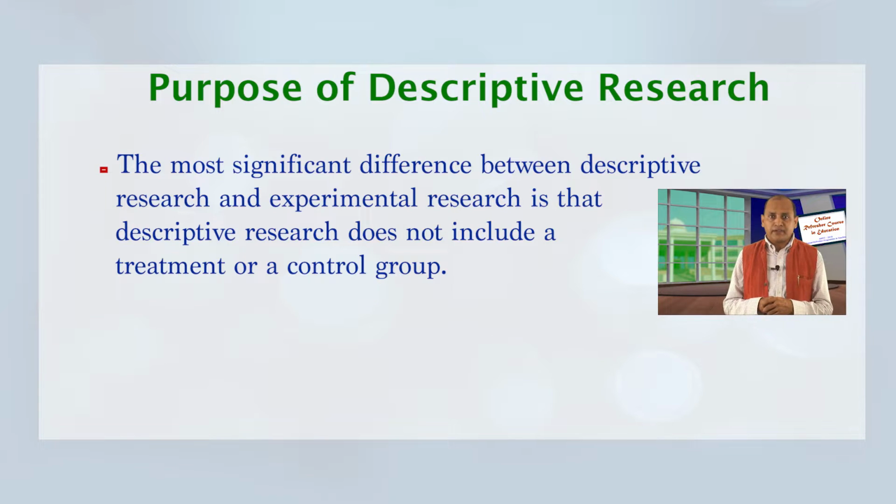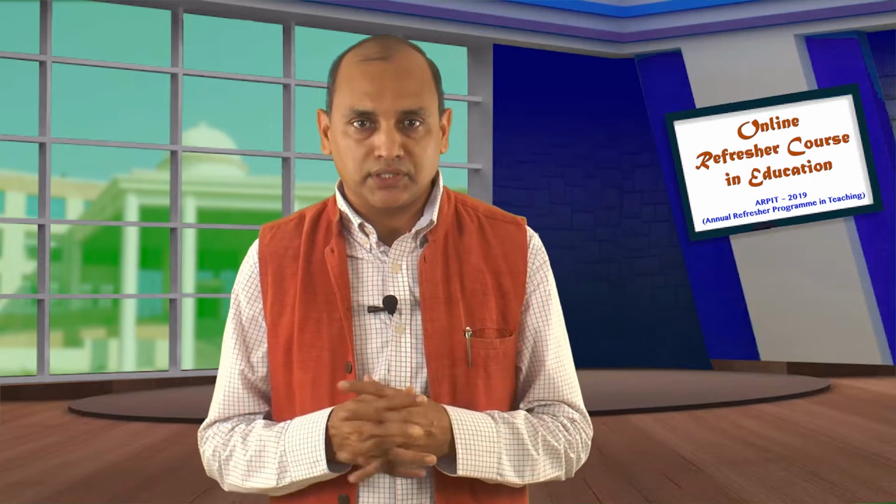The most significant difference between descriptive research and experimental research is that descriptive research does not include a treatment or a control group. As we have discussed earlier also, in descriptive research you are selecting variables from the present situation which are not manipulable, and you are not in a position to manipulate your variable or give treatment to your variable or to see the effect of your treatment on the dependent variable. This kind of activity you cannot do in descriptive research.